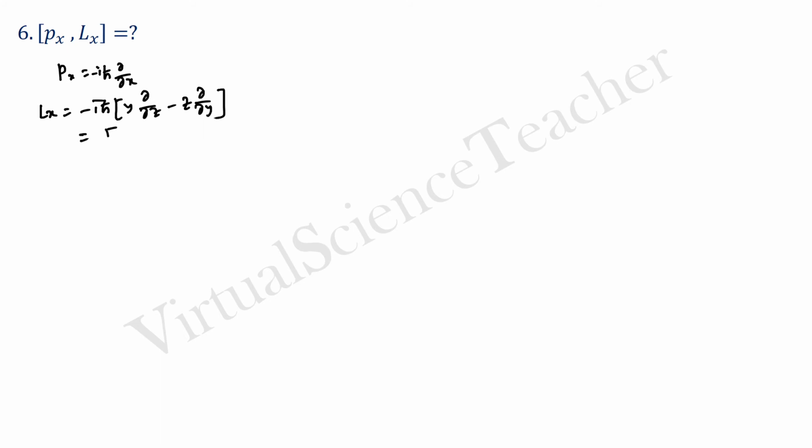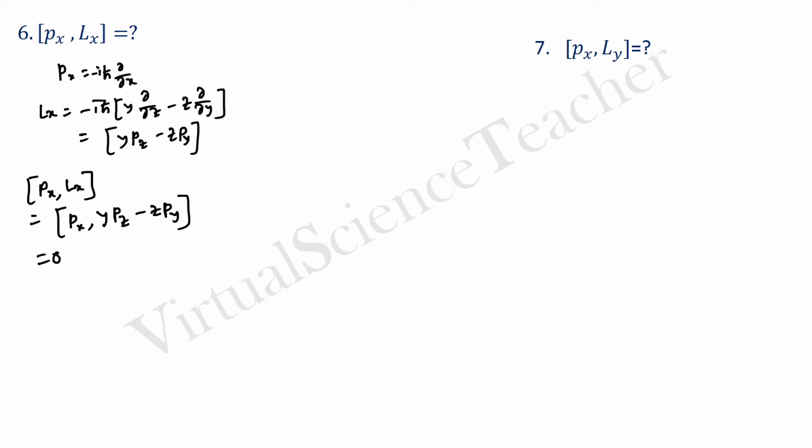What happens if we want to commute linear momentum and angular momentum? What happens for p_x and l_x? What is p_x? I can write p_x equals minus iħ ∂/∂x, or can keep p_x the same, and l_x can be written as minus iħ (y ∂/∂z minus z ∂/∂y). That means this will give us y p_z minus z p_y, and this is the same as what we have already shown for x and l_x. So I am writing [p_x, y p_z minus z p_y]. Now I am expanding it, and if you expand you will see that this will give us 0.